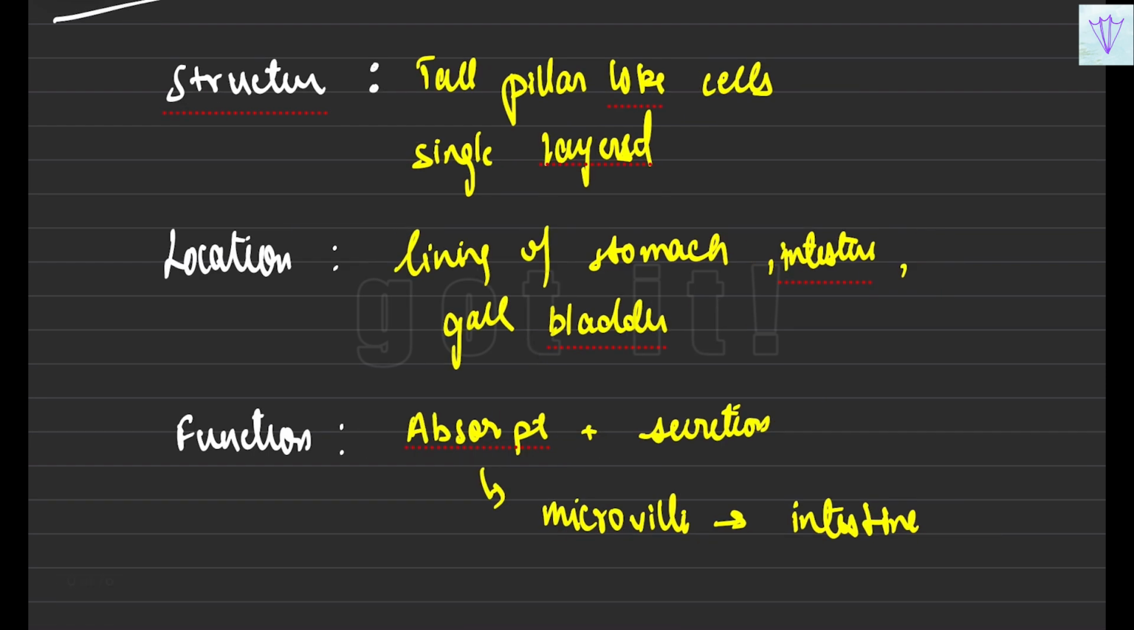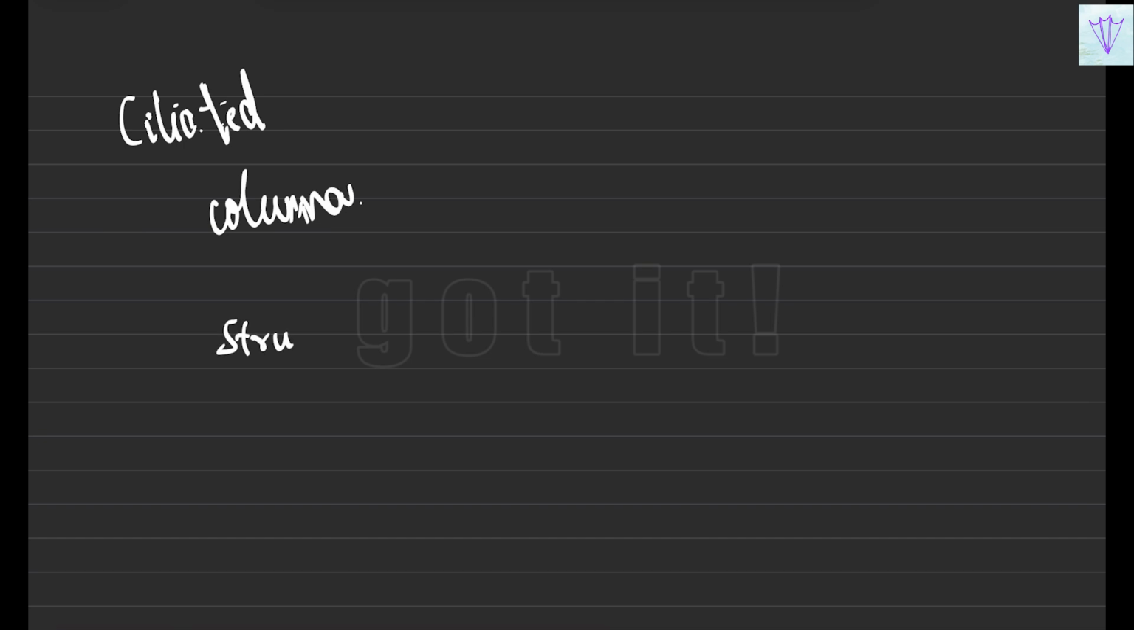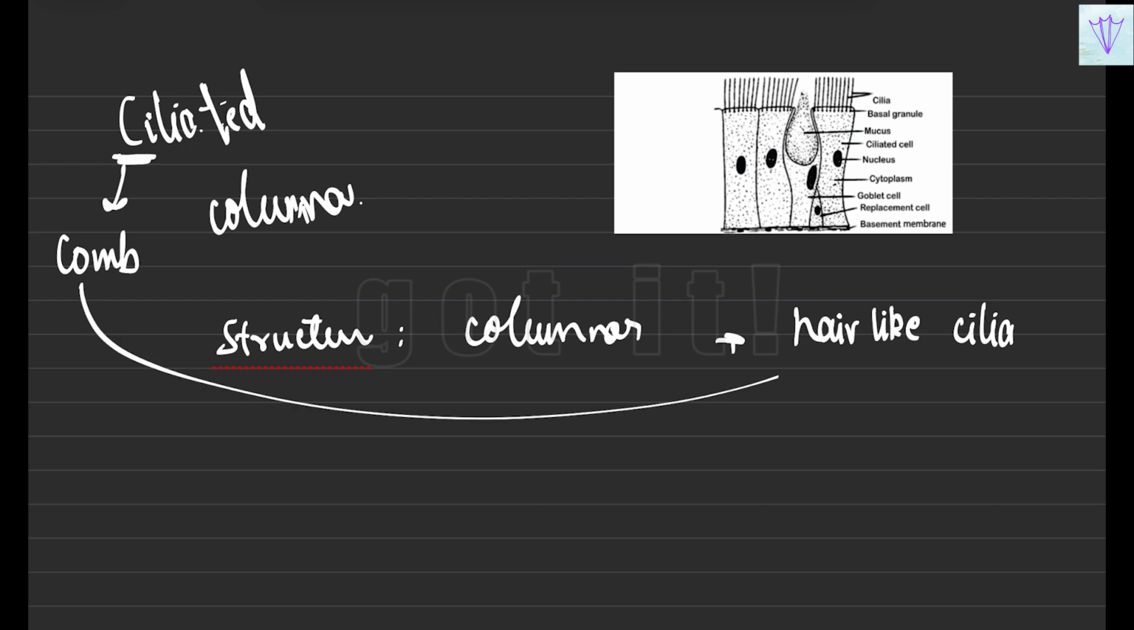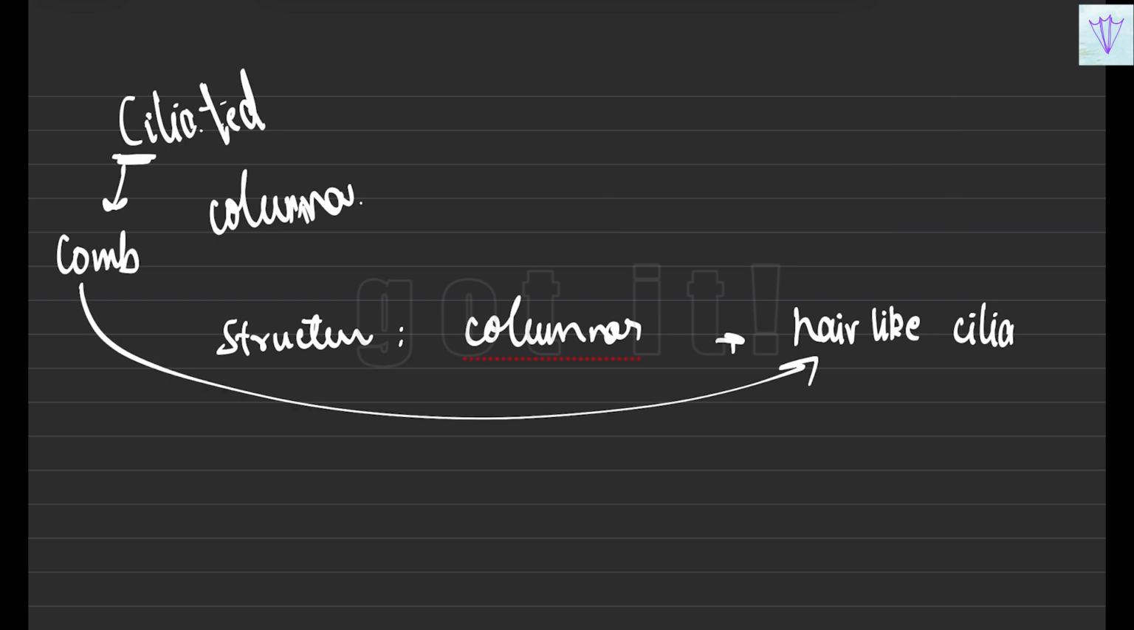And next, that is ciliated columnar. So what is the structure for this? As the name says, you will have columnar cells with hair-like cilia on the top. So how can you remember ciliated? Cilia will be there, like comb-kind of structures. So they are hair-like cilia. You can remember it like this.